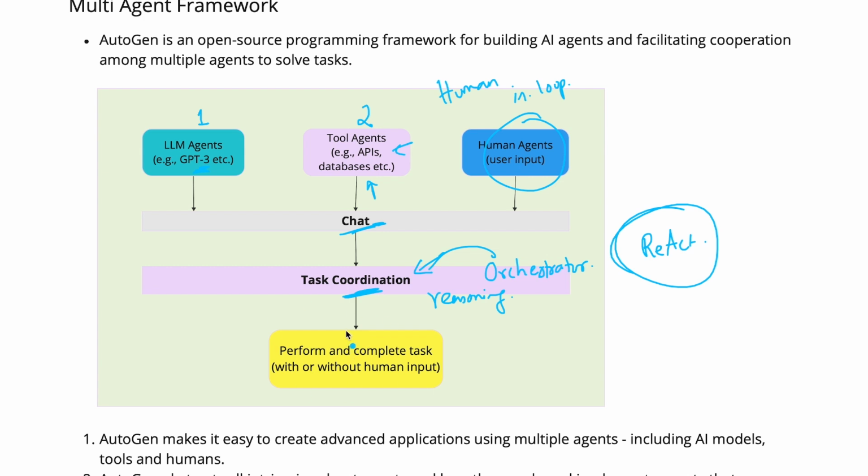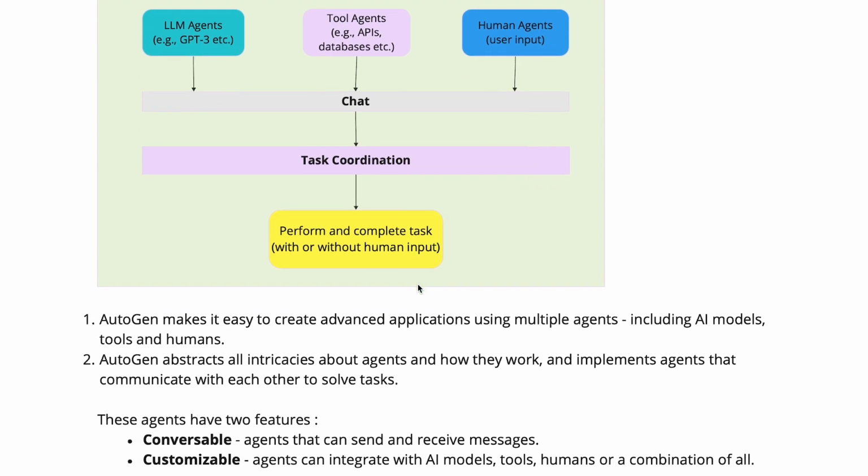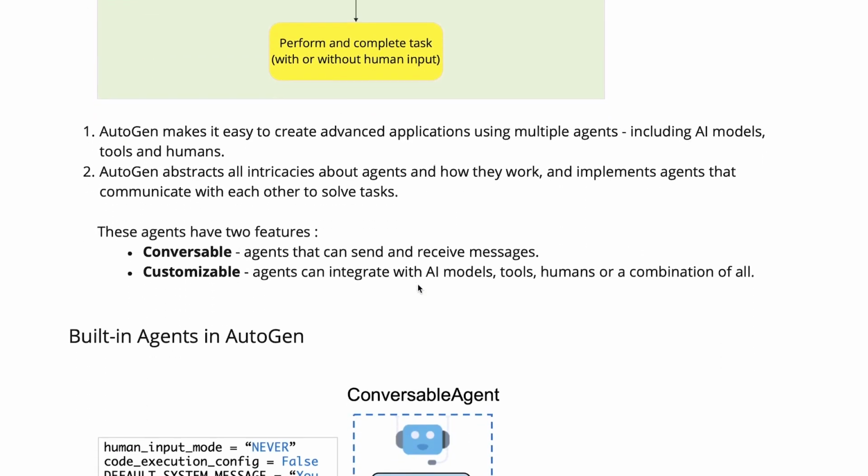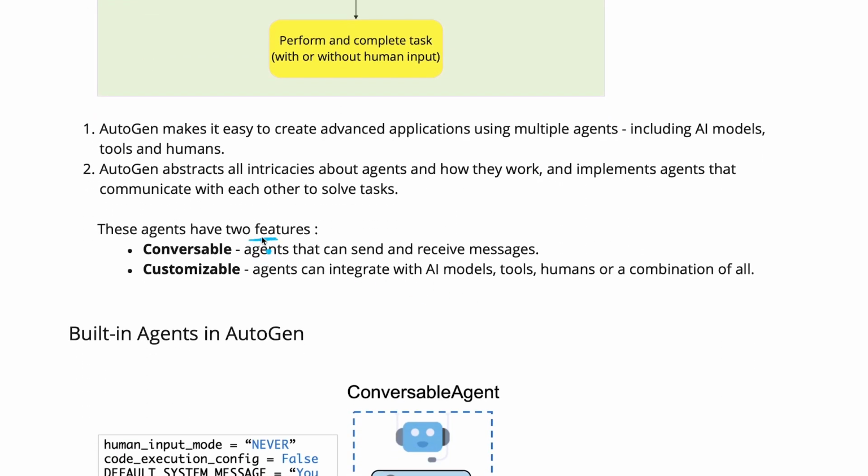Finally, the end objective here is to perform and complete the task with or without human input. This is the whole approach in the multi-agent framework that we can discuss right now. What are the two different features offered by the AutoGen agents that we will end up creating? One is the conversable nature of it. The other is the customizable agents that we can create.